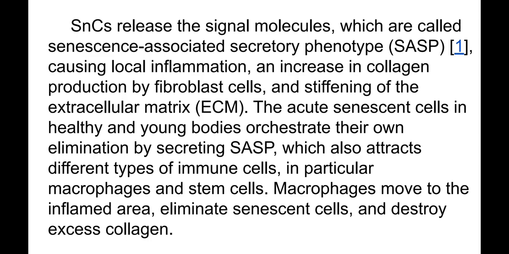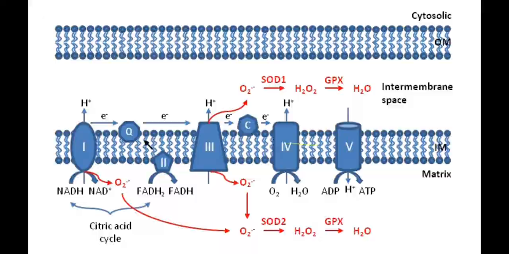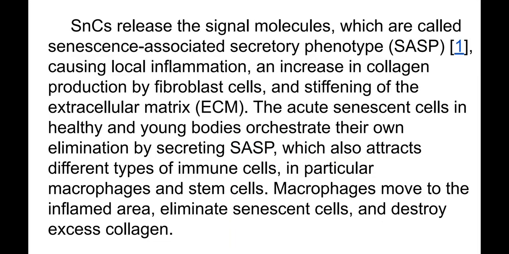Senescent cells release signal molecules, which are called the senescence-associated secretory phenotype, SASP, causing local inflammation and an increase in collagen production by fibroblast cells and stiffening of the extracellular matrix. The acute senescent cells in healthy and young bodies orchestrate their own elimination by secreting SASP, which also attracts different types of immune cells, in particular macrophages and stem cells. Macrophages move to the inflamed area, eliminate senescent cells, and destroy excess collagen.